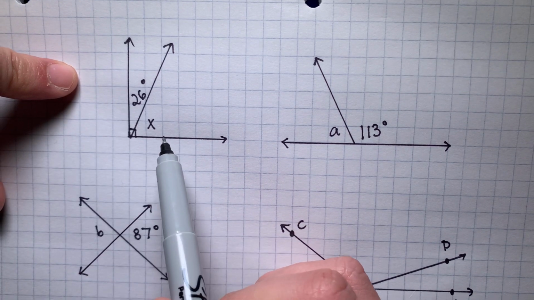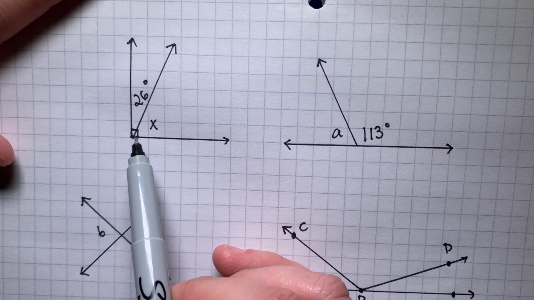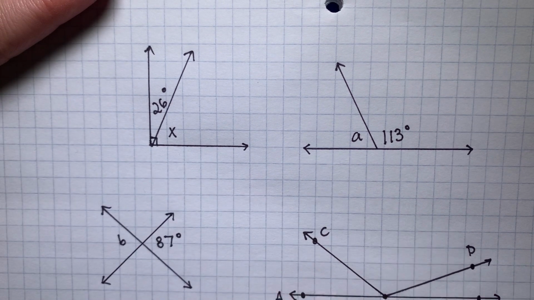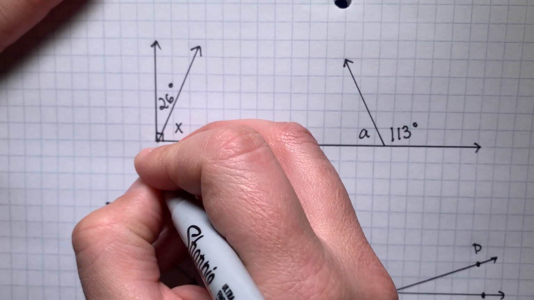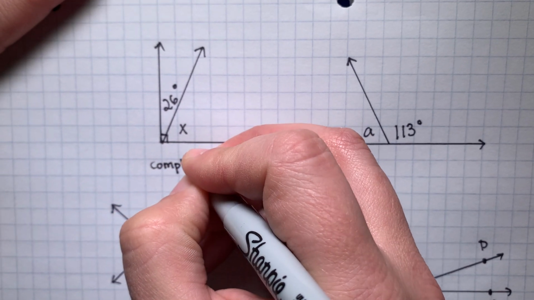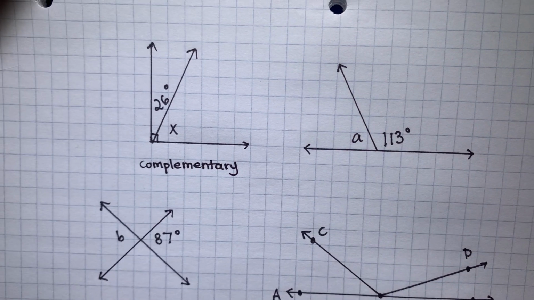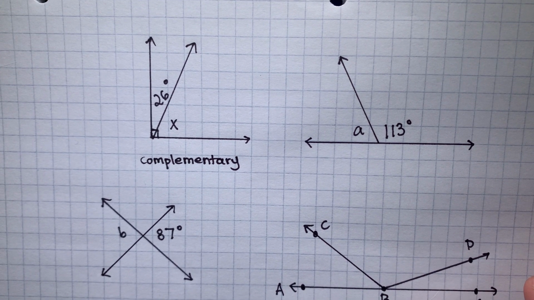So these two angles form a 90-degree angle, and we can see that one of the angles is missing. The vocabulary word that we learned when you have angles whose sum is 90 degrees, they're called complementary.